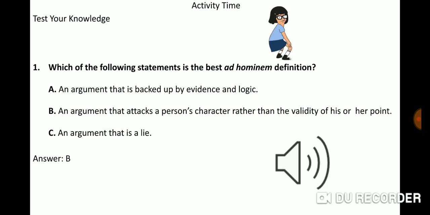Activity time. Now we're going to test your knowledge. 1. Which of the following statements is the best ad hominem definition? A. An argument that is backed up by evidence and logic. B. An argument that attacks a person's character rather than the validity of his or her point. Or C. An argument that is a lie. Well, the correct answer is B.